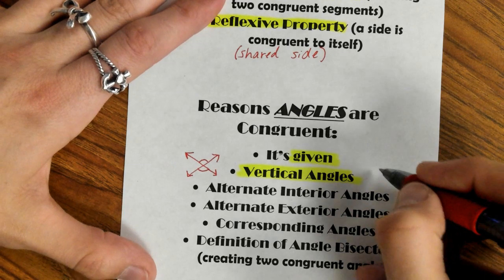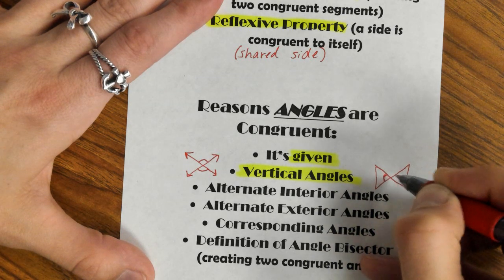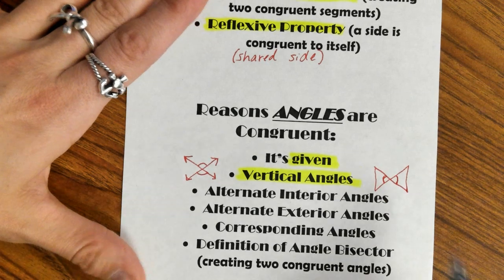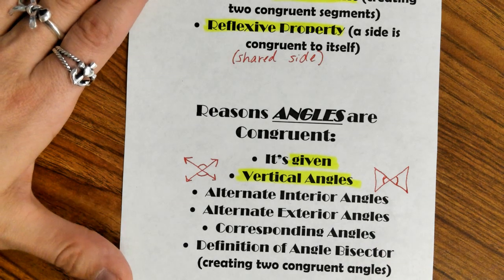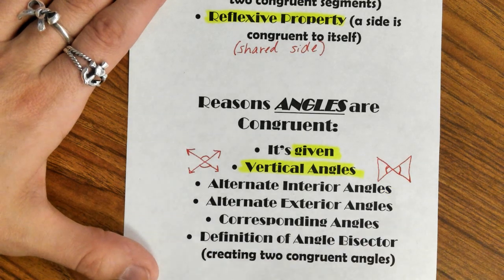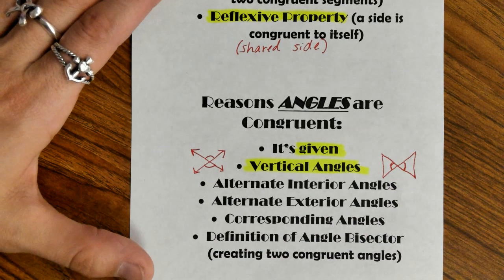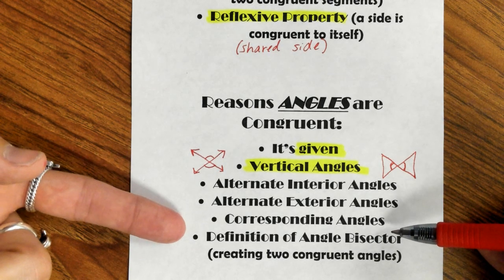What you will see with triangles is something kind of like this, where you have your vertical angles right here. And so you could automatically say that these are congruent because they're vertical angles. So this is what it looks like with vertical angles, without the triangles. Here's what it looks like with the triangles. The next three are dealing with your alternate interior, alternate exterior, and your corresponding angles.